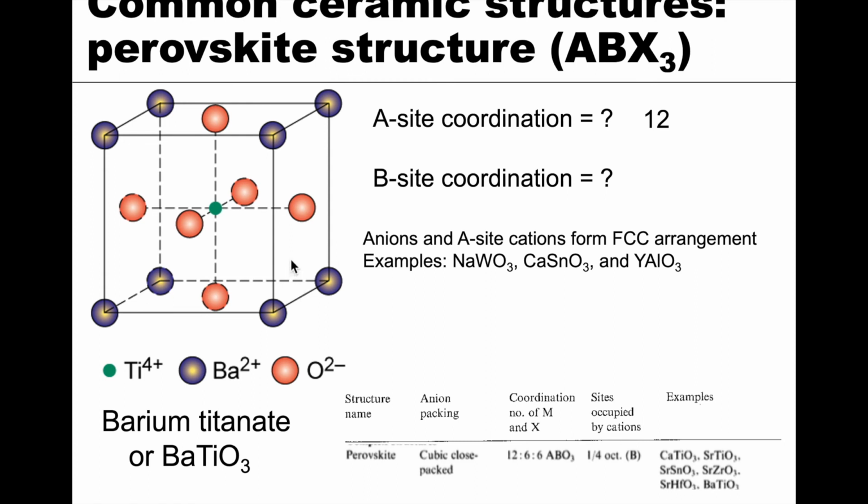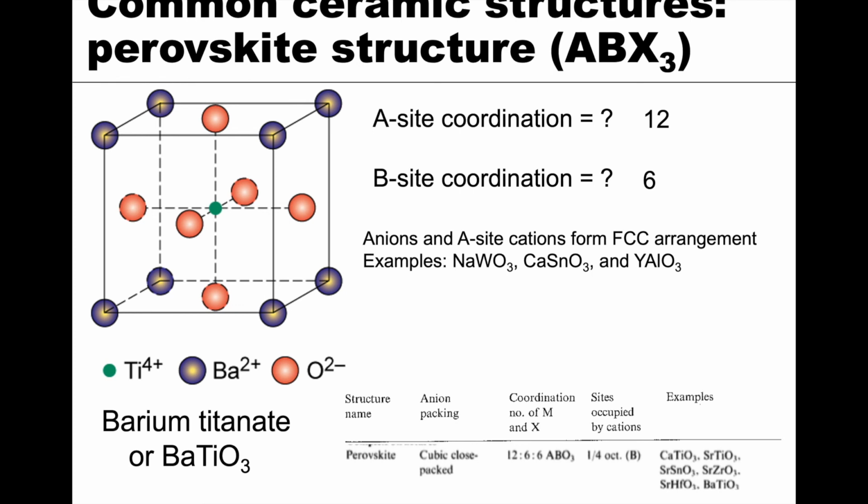The other one's a little easier to see. So if we look at the B site, which is titanium, listed second here, the B site is much smaller. It tends to have a higher valence. And here you can see that it's directly surrounded by the 6, right? The 6 oxygens that you can see. So that is a coordination number of 6.